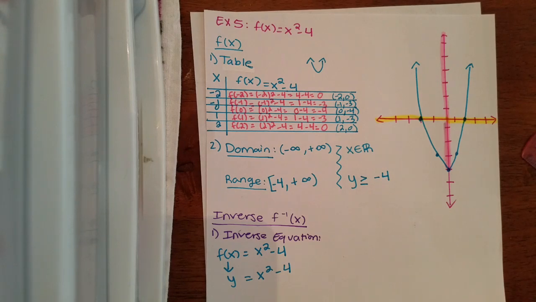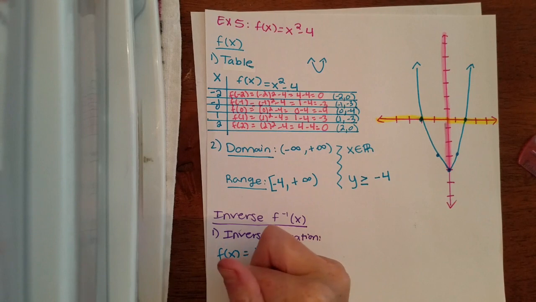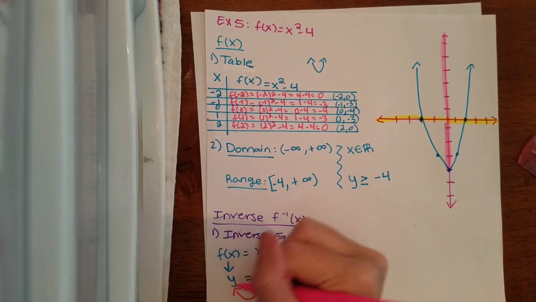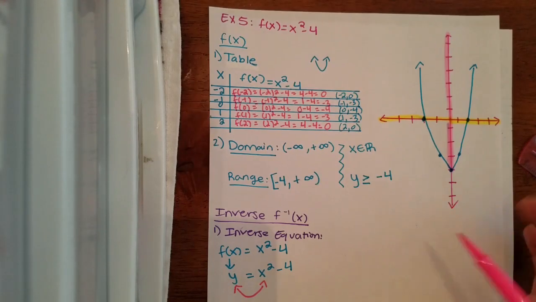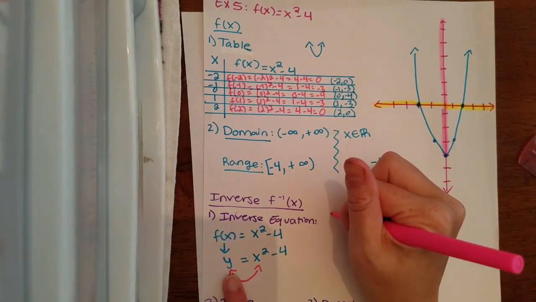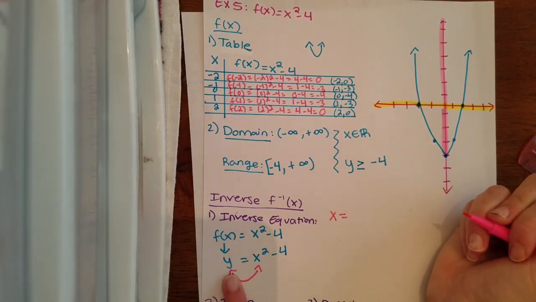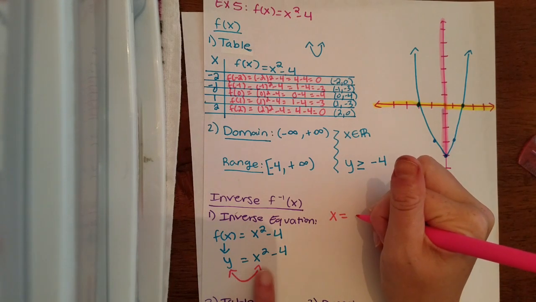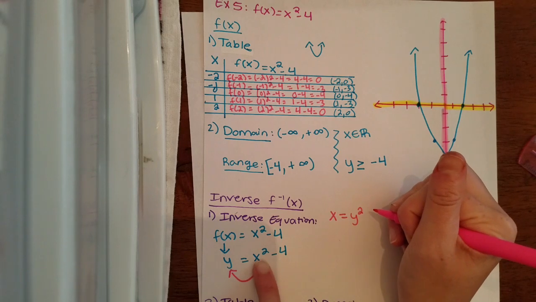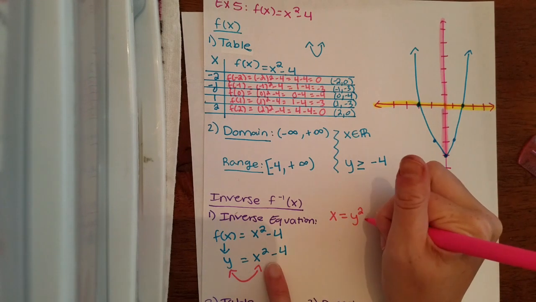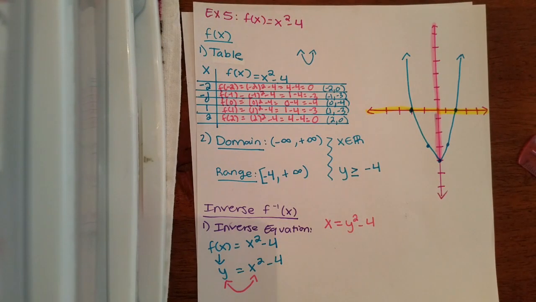Okay, let's get going, you guys. So first up, we're going to be interchanging the x and the y values. So my y is going to transform into an x, and my x is going to transform into a y. Okay, so we start with our x, since my y is transforming into an x, equals, and my x right there is going to transform into a y, and everything else stays the same. So the squared and the -4 stay there.